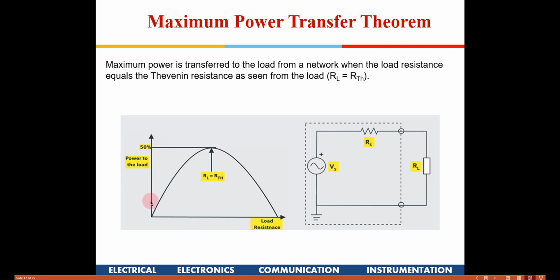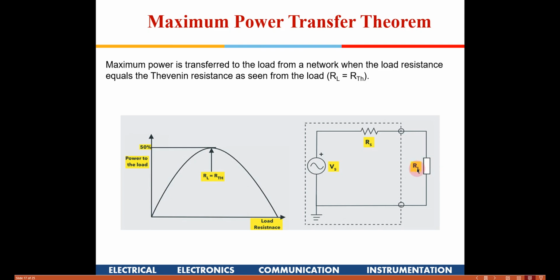Now if you see this plot here, this is the power which is available at the load, that is V square by RL, right? That will be the power. And this is the load resistance. So when RL is slowly increasing and it reaches the value of RTH, that is the time maximum power will be available here.